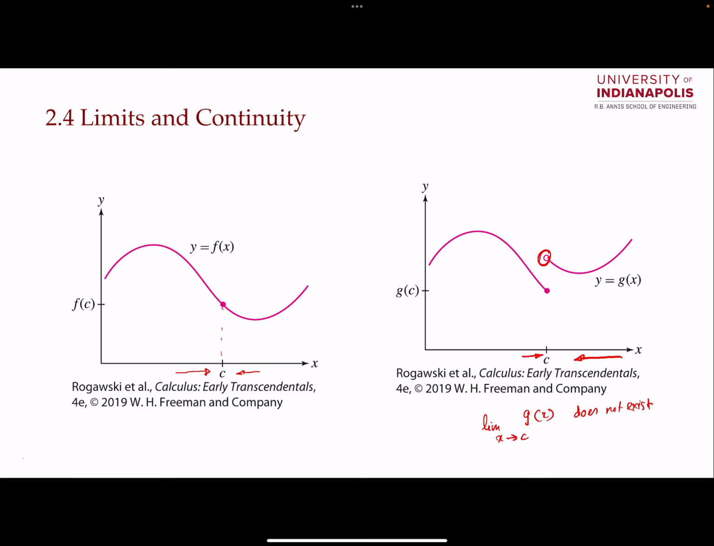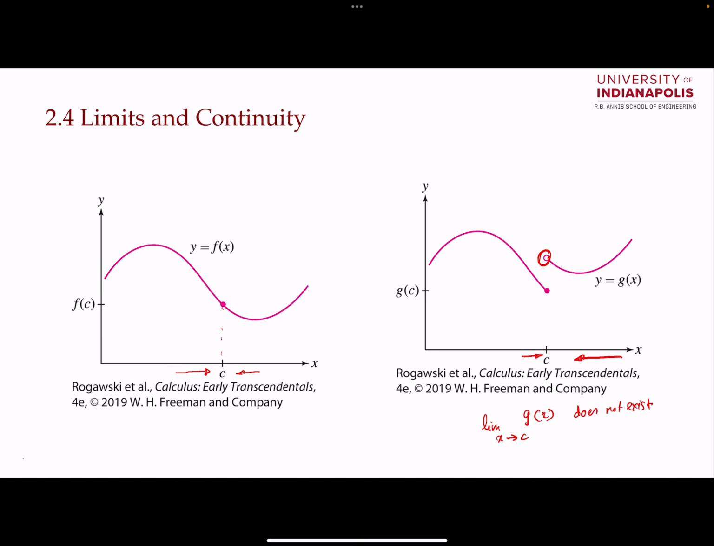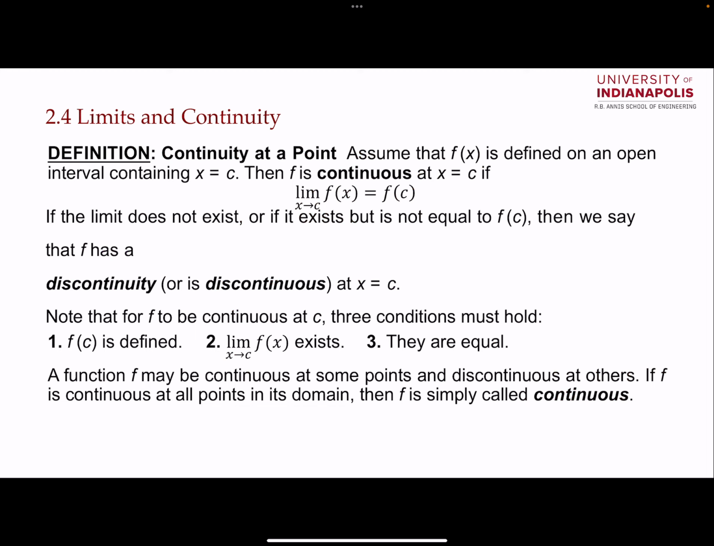So, definition. Now, in this example, you see that the function is continuous. What happened is the limit exists and the limit is equal to the value of the function. The limit is equal to the value of the function, which gives us the definition for continuity.